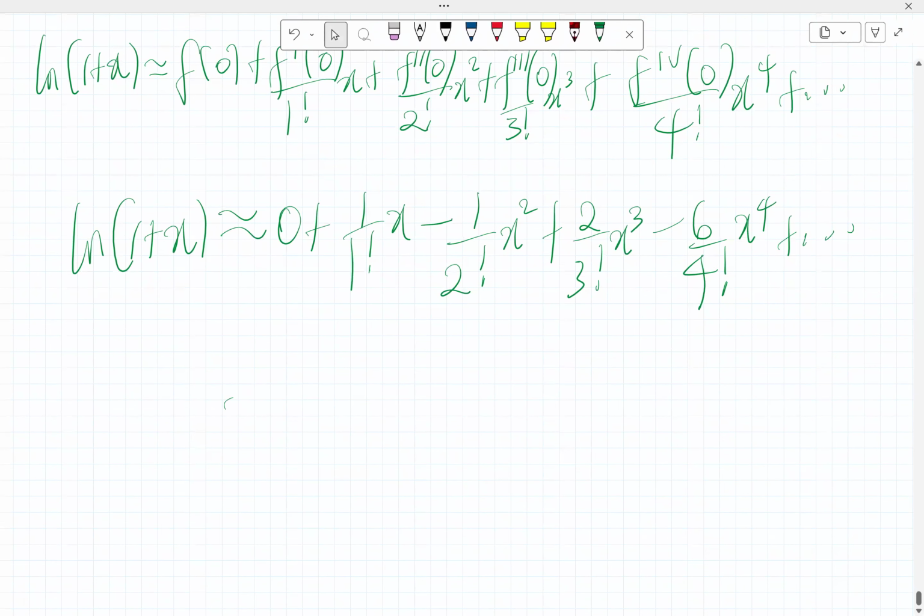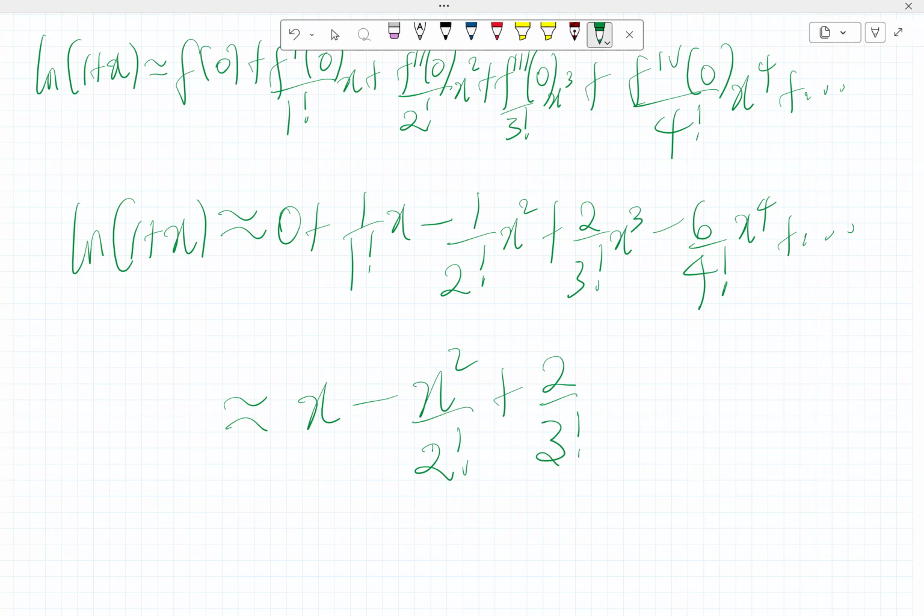So we can write this as a summation from n equals 0 to infinity of, if you look at the way it's going, the signs alternate. Okay, let me do one more layer. 0 is gone, right? So we have 1 over 1 factorial x, minus 1 over 2 factorial, or if you like, maybe it makes more sense to have x squared over 2 factorial plus 2 over 3 factorial x raised to power 3 minus 6 over 4 factorial x raised to power 4 plus all that.